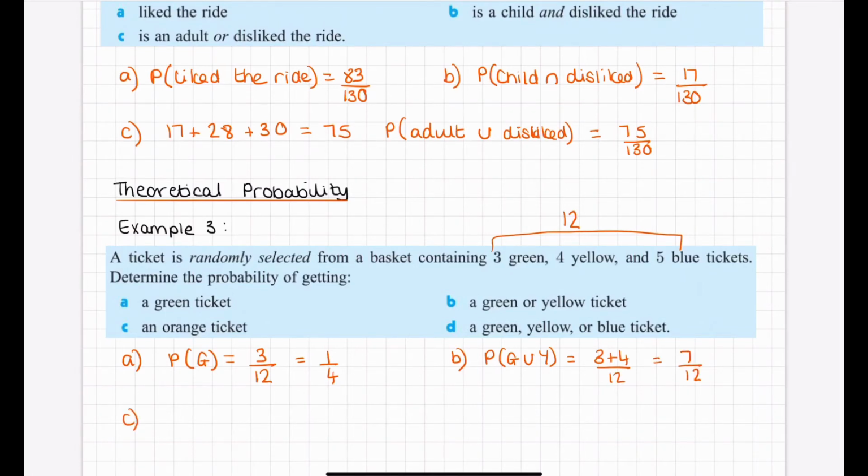C, an orange ticket. Now there are no orange tickets in there, so the probability of getting an orange ticket is just 0, because there are none. And the last one, a green, yellow or blue, which is all the tickets. So the probability of green or yellow or blue is going to be 1, because that's all we have in the bag. So if we pick a ticket out, we're going to get one of those 3 colours.